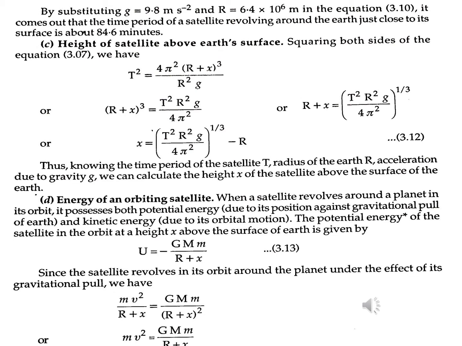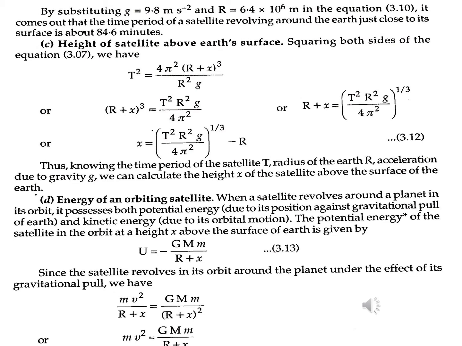Acceleration due to gravity g: to find the energy of the orbiting satellite, in the expression, G is the gravitational constant, m is the mass of Earth, and r is the radius of Earth. When a satellite revolves around a planet in its orbit, it possesses both potential energy due to its position against the gravitational pull of the Earth, and kinetic energy due to the orbital motion.